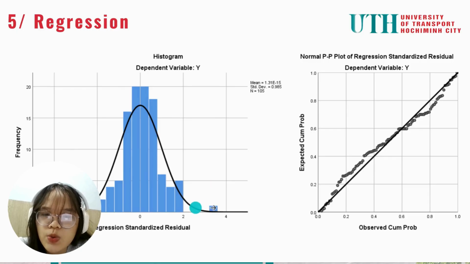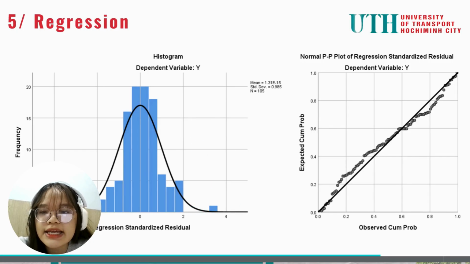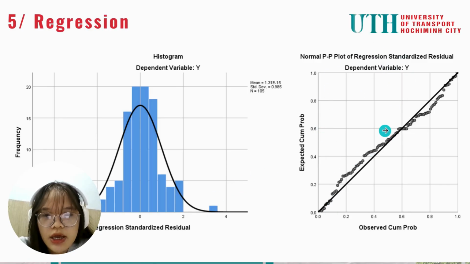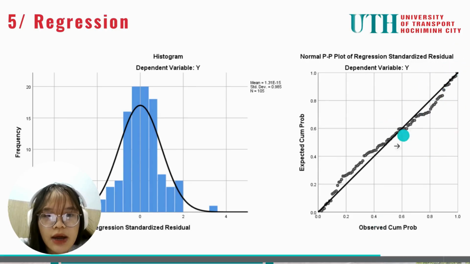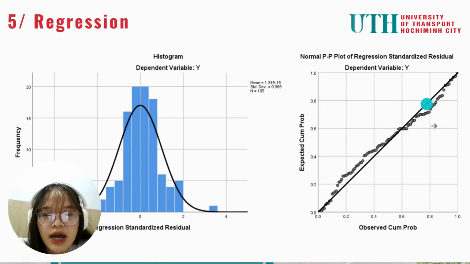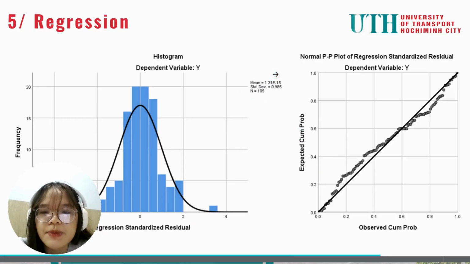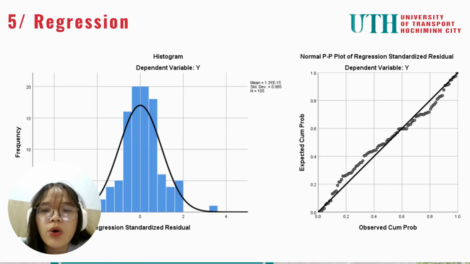So this means that it's really close to zero, and its standard deviation was approximately 0.985, which is close to number one. In the normal PP regression plot, most observations were relatively close to the diagonal reference line, although some deviation was visible. Overall, the residuals were considered approximately normally distributed. So the normality assumption was reasonably satisfied, I would say.